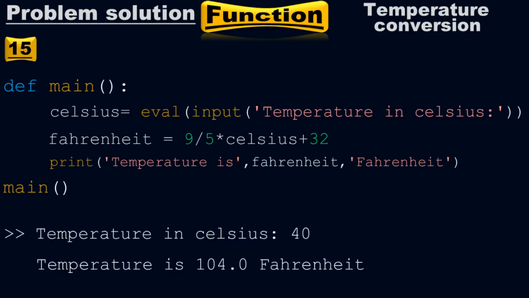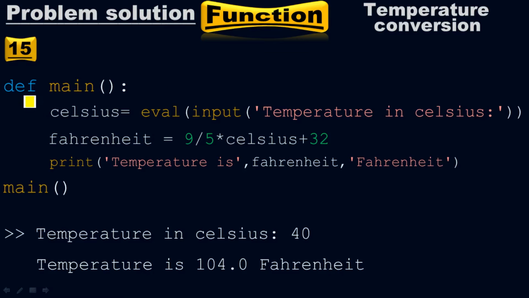So when you run it, you will get temperature in Celsius. When you put 40, you will get temperature is 104 Fahrenheit. Look at here, it is a simple daily life problem that we have. We do the temperature conversion here. We convert the temperature from one form into another.